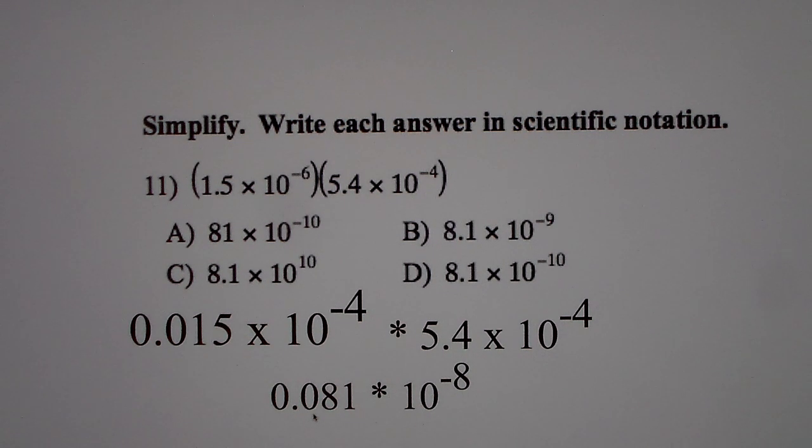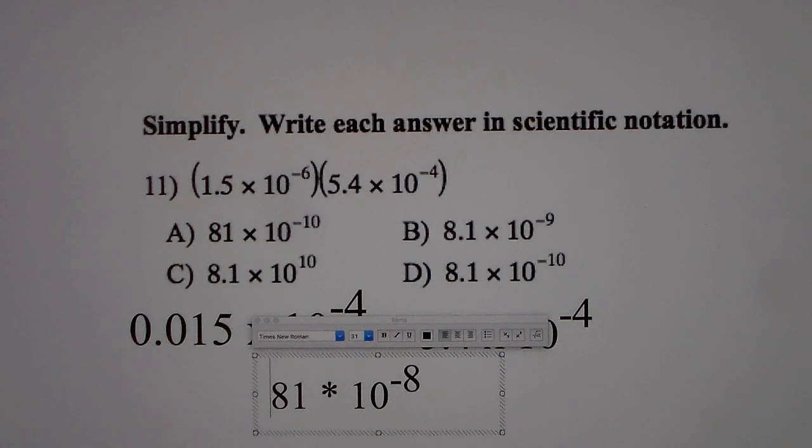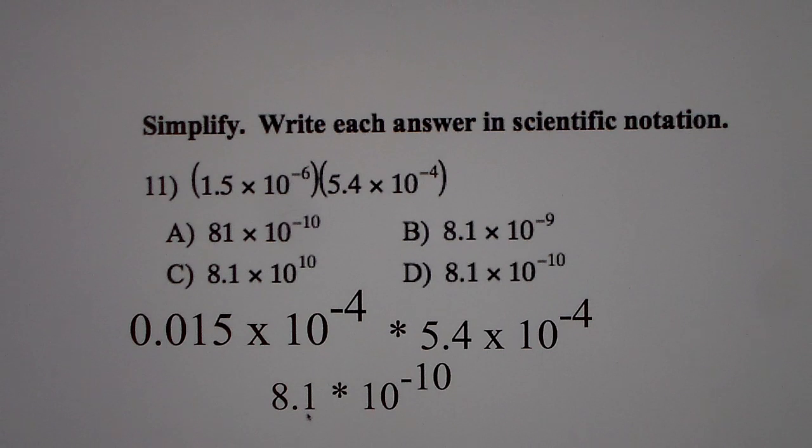We're going to move this decimal back 2 places, so it's going to turn into 8.1. And when I move the decimal place to the right twice, that means I got to subtract 2. So negative 8 minus 2 gets us negative 10. So our final answer is going to be 8.1 times 10 to the power of negative 10. Hence why we got D for number 11. This is a tricky process, hence why it's considered the challenge.